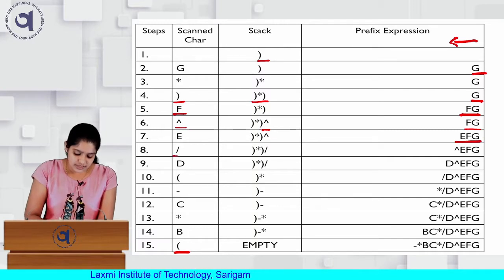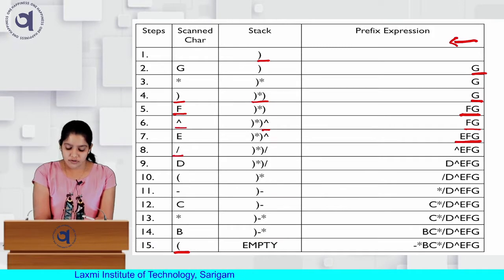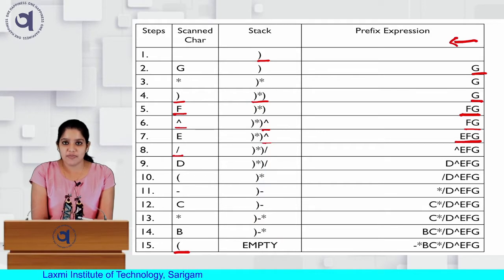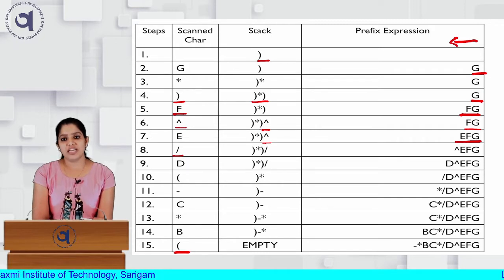Then here comes the slash, right. And as you know, here on the top of the stack we already have this cap, right. So, again we need to check the constraint, and as you know, cap has higher precedence than the slash, right.